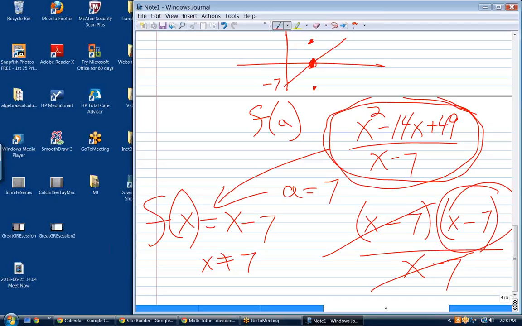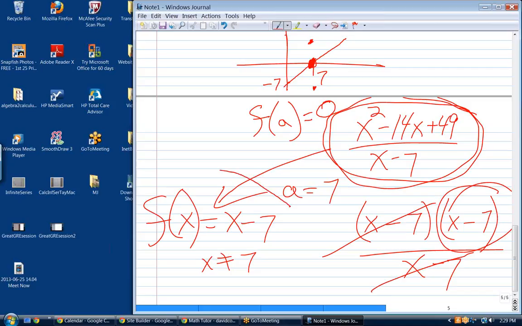Okay. I mean, according to this, it said the answer was 0. Well, that fills in that hole, because as a goes to 7, f of a would be 0. That's a tricky question there. I don't really like the question because f of a can't be 0 as a goes to 7. A cannot go to 7.